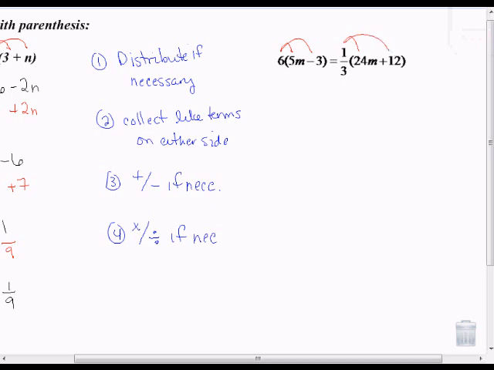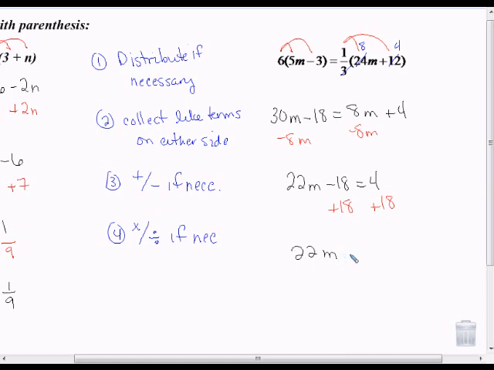Distribute the 1/3. Remember when we do that, 3 goes into 24 8 times and into 12 4 times. So I get 30m minus 18 is equal to 8m plus 4. Minus 8m. 22m minus 18 is equal to 4 plus 18. 22m is equal to 22. So what's m equal?